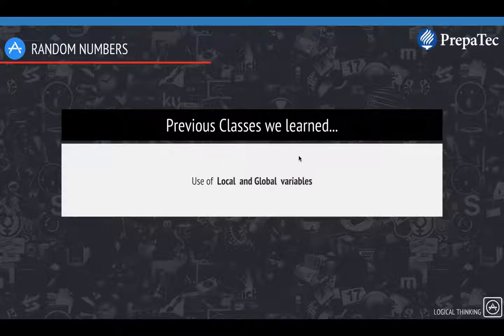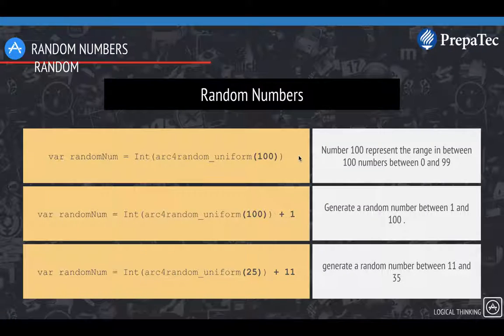So we used local and global variables last class, and today we're going to look at random numbers. The way we write the function for random numbers is kind of archaic. It uses a lot of words we don't use, but we just have to memorize it. So we're getting the integer value of arc4random, a random number uniformly distributed of 100.